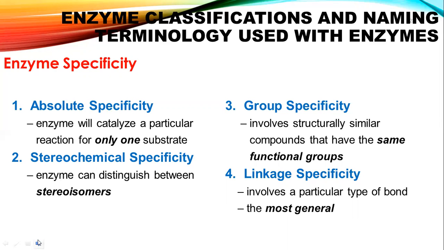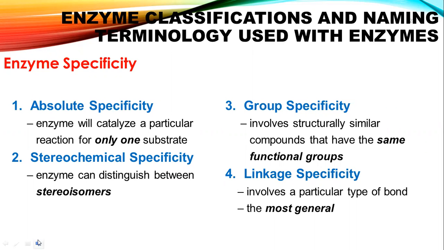By the way, any questions? There is what we call enzyme specificity. So we are into the enzyme classifications and naming terminology used in enzymes. For enzyme specificity, we learned that enzymes can be absolutely specific. There is absolute specificity for your enzyme. What does this mean? When you say absolute specificity, the enzyme will catalyze a particular reaction for only one substrate.